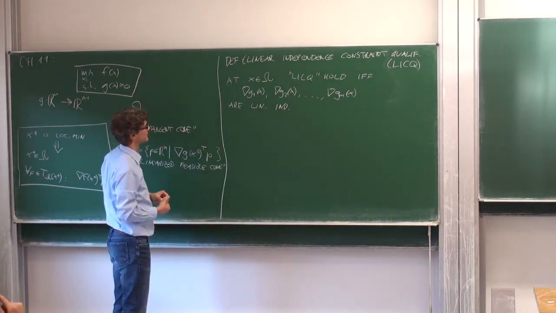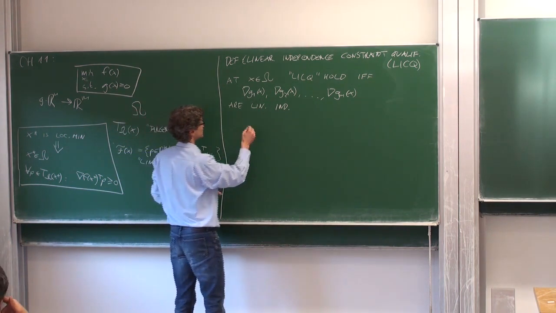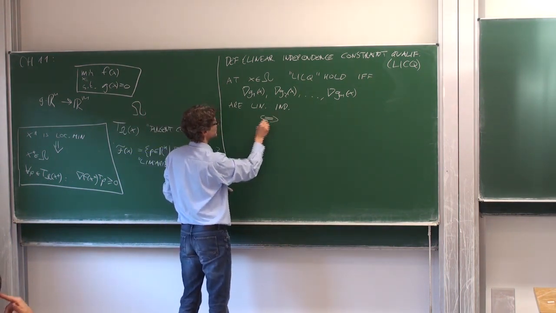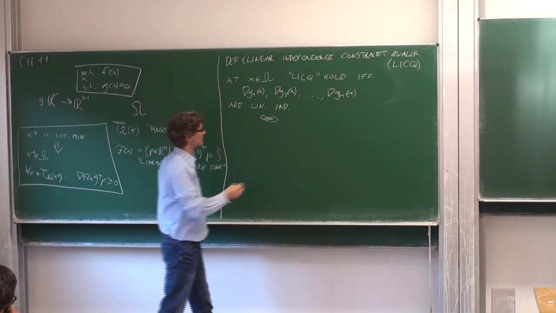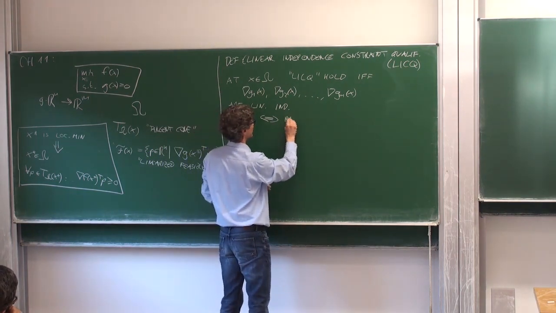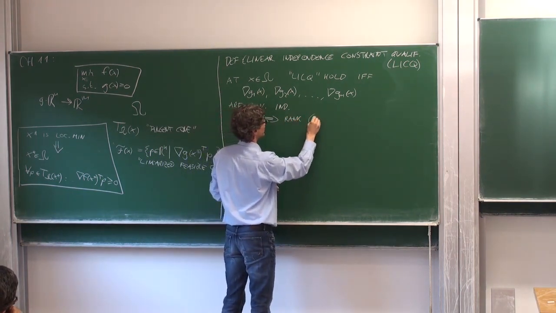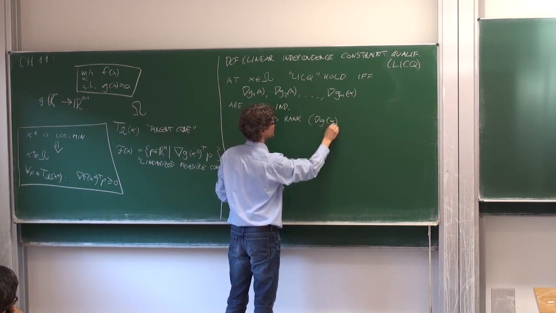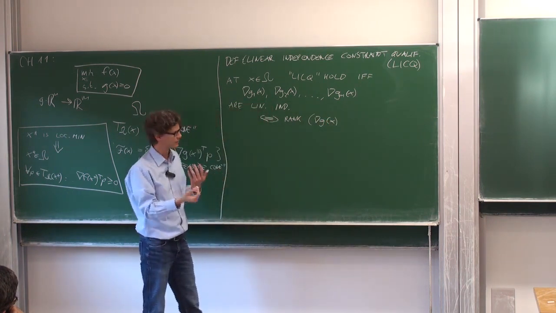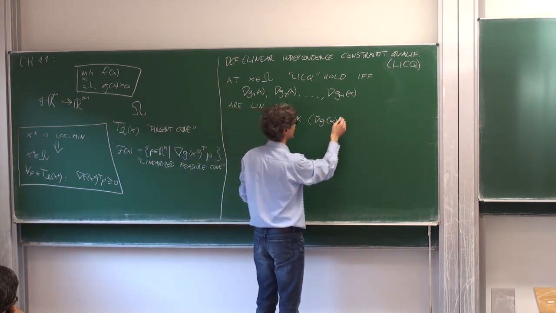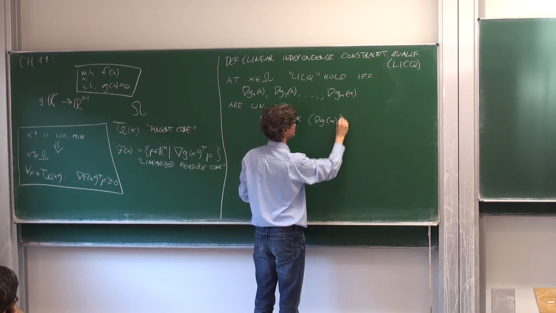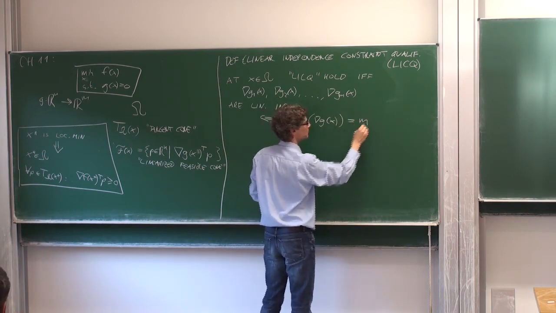Another way to say this is actually, I will just use another formulation for this. It means that the rank of the matrix nabla G of x, which we define to be the Jacobian transposed, it doesn't matter, the rank is independent, I could also add the transpose here, but that this rank is m.